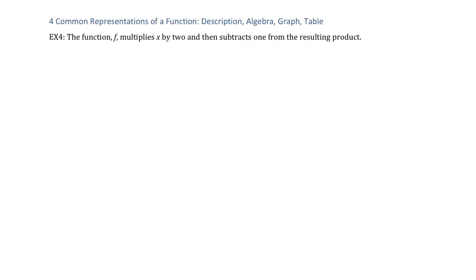And with functions, we just want to really be able to go between all kinds of different ways of representing this relationship. So we want to be able to use English and describe it in a sentence, and also write it as an algebraic equation, as a graph, and as a table. So let's look at this example. The function f multiplies x by 2. Okay, so the function f of x takes x, multiplies it by 2, and then subtracts 1 from the resulting product. Okay, so we have the description that was given.